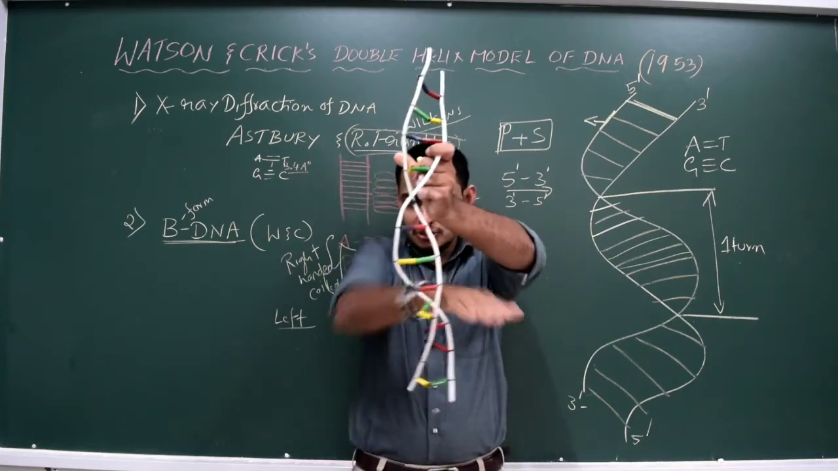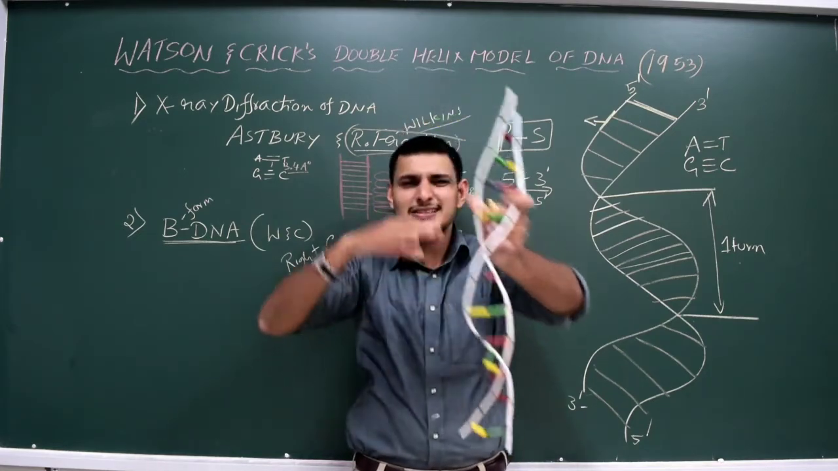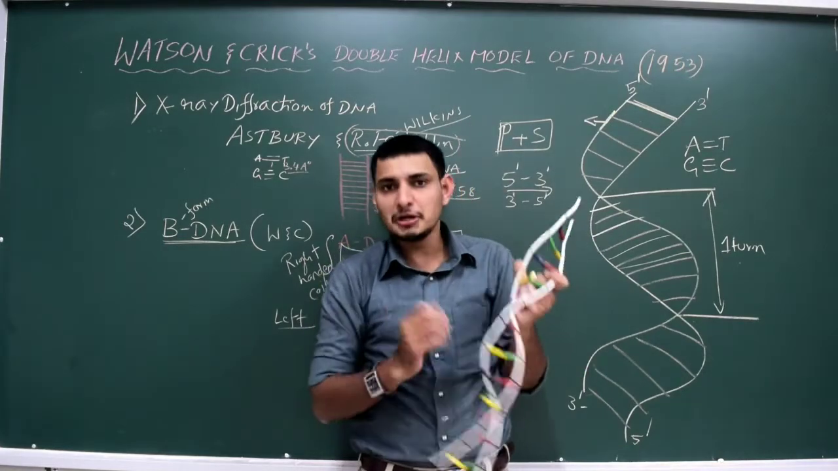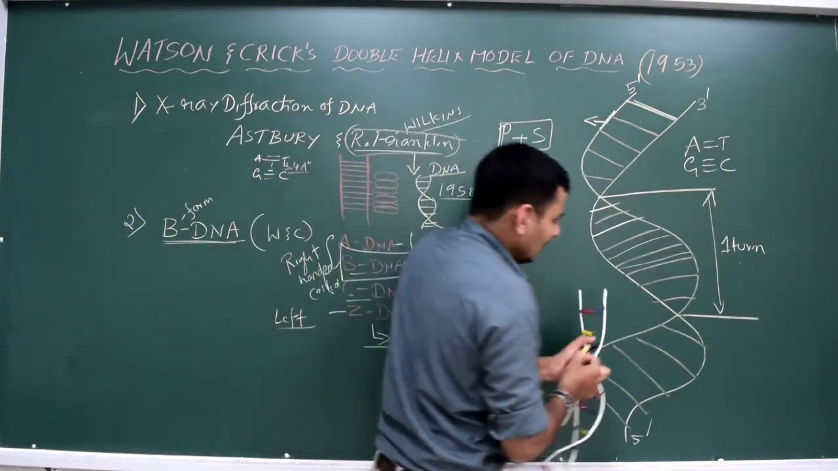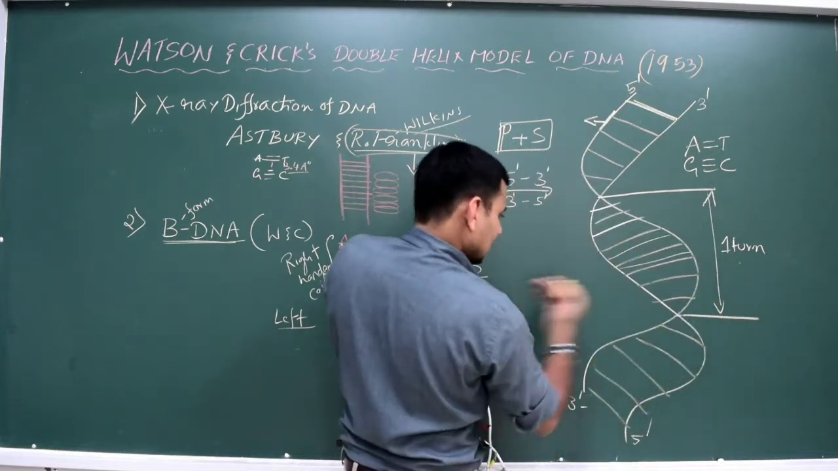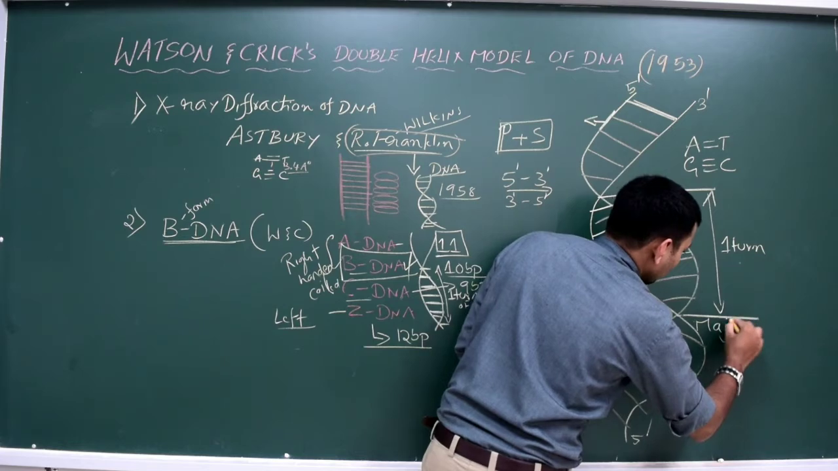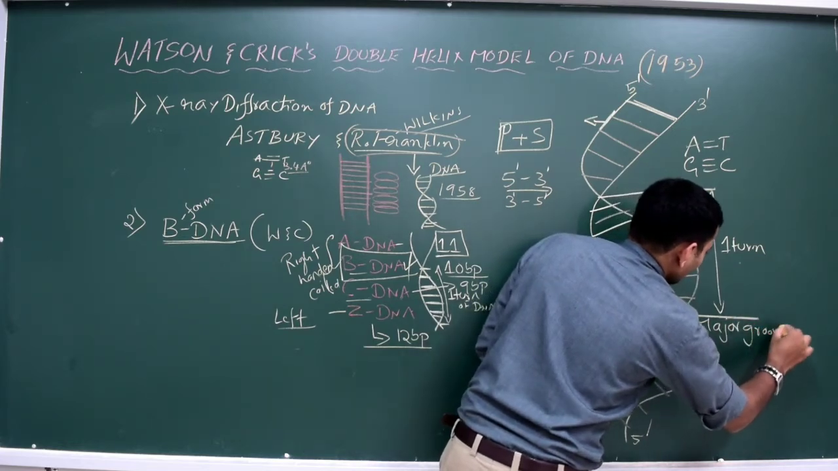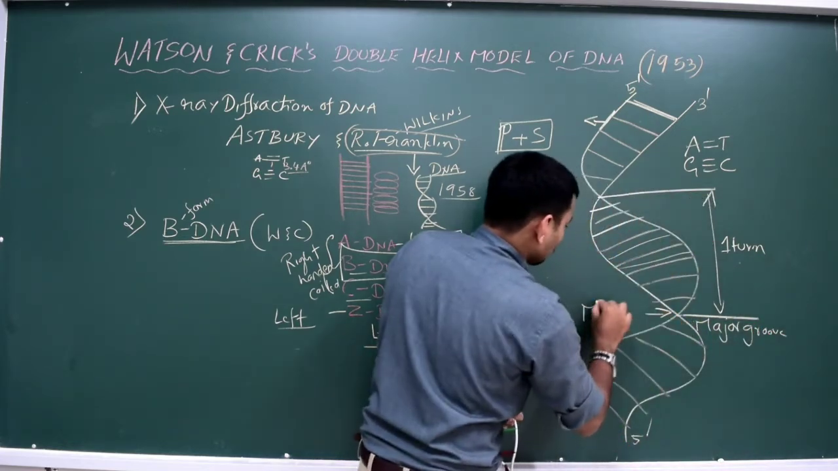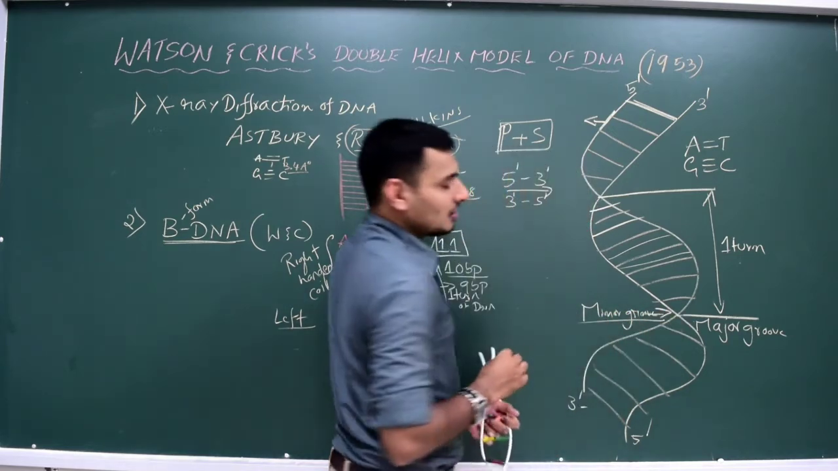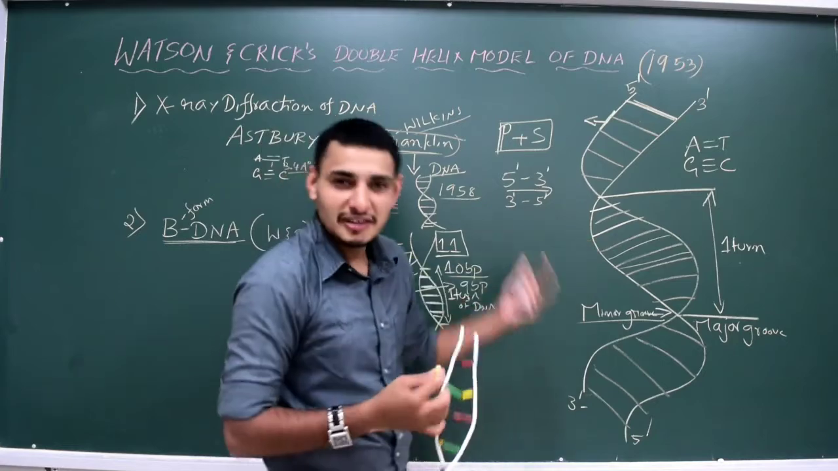Whereas the opposite of the major groove is the minor groove, which is also bent, but not much compared to the major groove. Here it is bent towards this side. So we say that this side is the major groove, and this side is the minor groove. So this is the double helix model of the DNA. That's all about it. It's very easy.